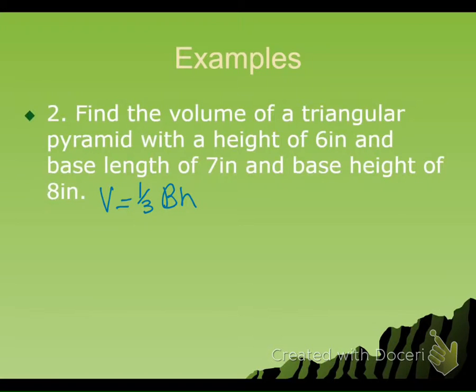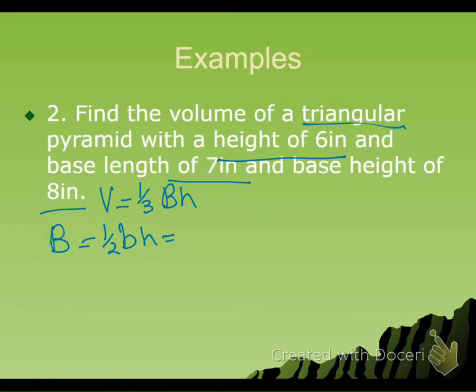Okay, so in this one it says find the volume of a triangular pyramid, so it's a triangle, with a height of 6 inches and a base length of 7 and a base height of 8. How do you find the area of a base when that base is a triangle? What's the formula for area of a triangle? Half base times height. Let me make that a small b just for the sake of staying consistent.